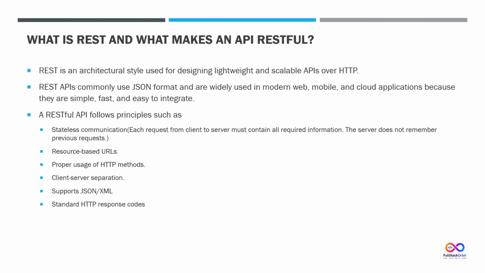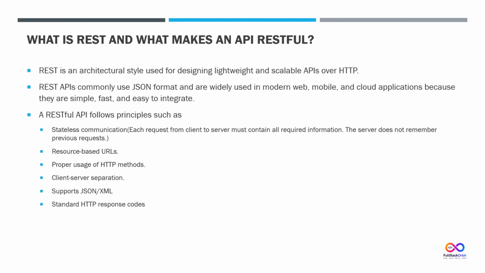The sixth principle is standard HTTP response codes. REST APIs use proper HTTP status codes like 200 for success, 201 for created, 400 for bad request, 401 for unauthorized, 404 for not found, 500 for internal server error, and so on. Using proper status codes improves API clarity and debugging.